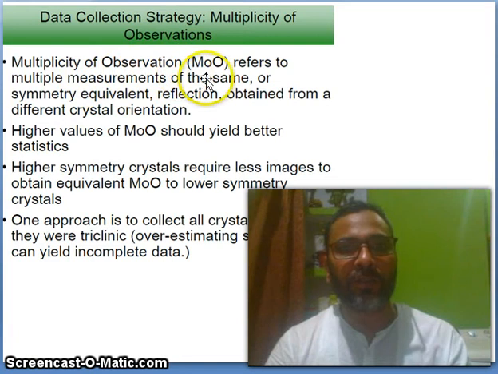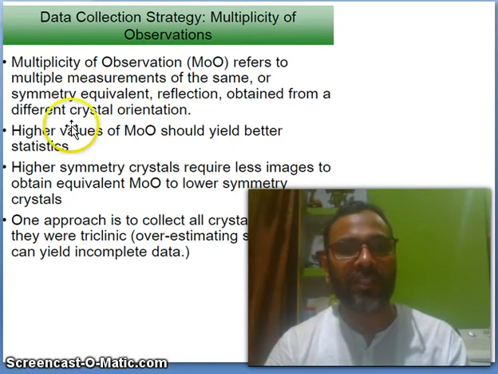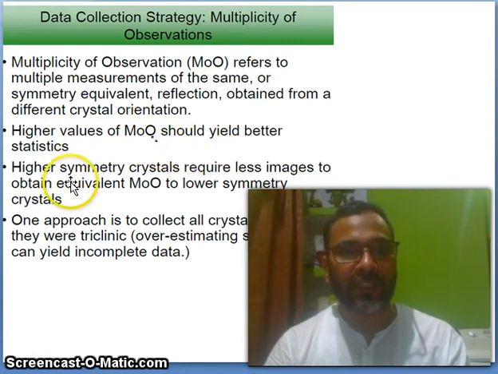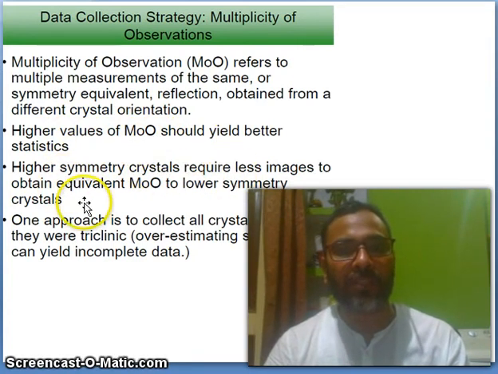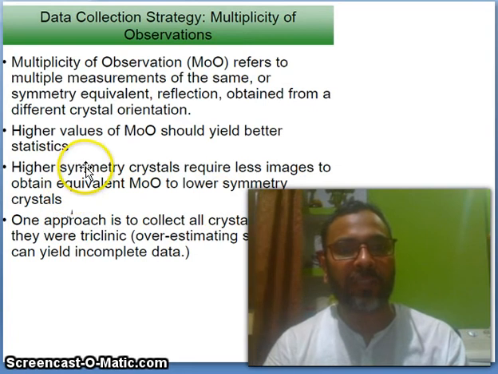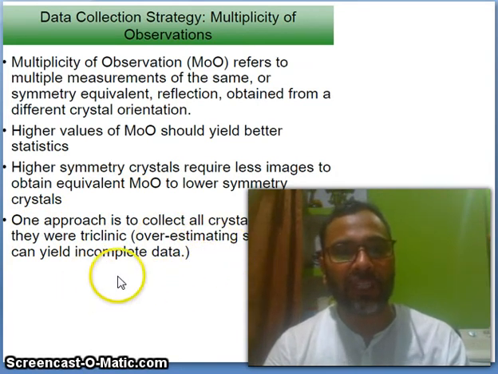Data collection strategy, multiplicity of observations. Multiplicity of observations refers to the multiple measurements of the same or symmetry equivalent reflections obtained from different crystal orientations. A higher value of multiplicity of observations should yield better statistics. Higher symmetry crystals require fewer images to obtain equivalent multiplicity of observations compared to lower symmetry crystals. Here higher symmetry means you have cubic, lower symmetry means you have triclinic.